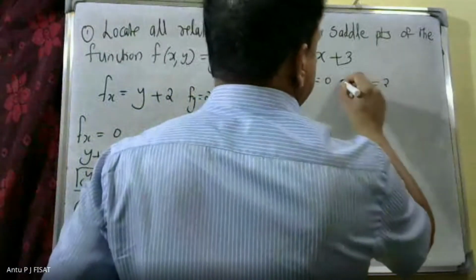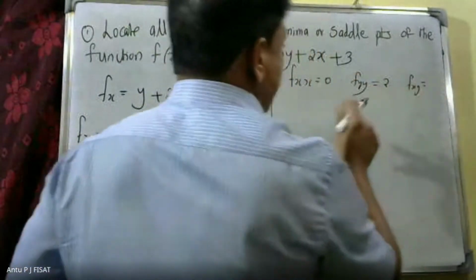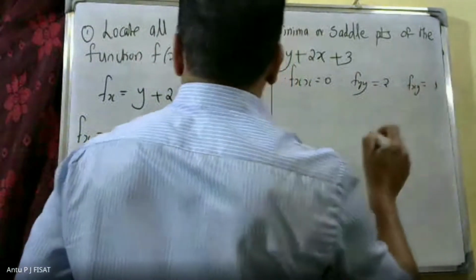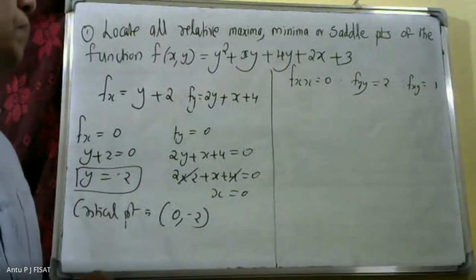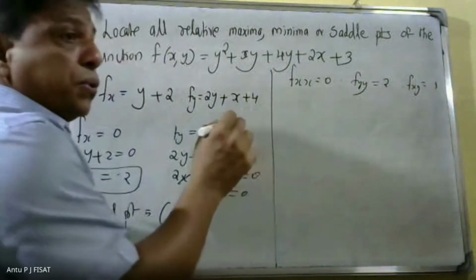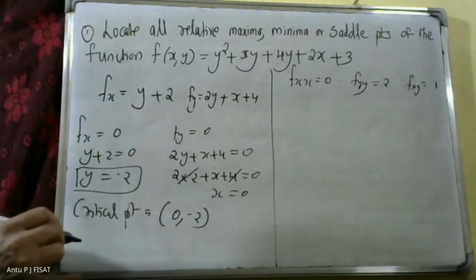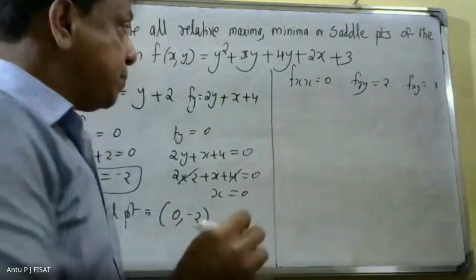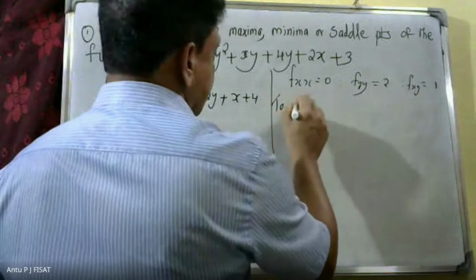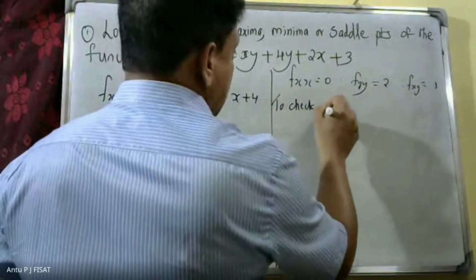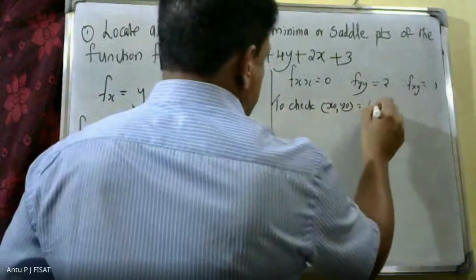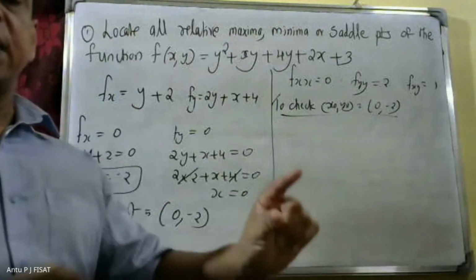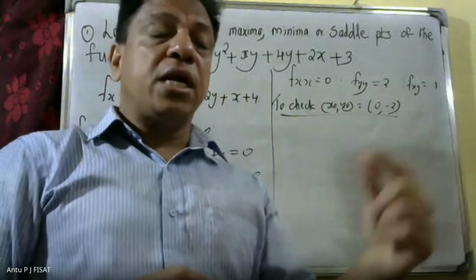fxy: we partially differentiate fx with respect to y, we get 1. fx നെ differentiate ചെയ്യുമ്പോൾ നമുക്ക് 1. Then you have to check whether the point (0, -2) is a local extremum, either maxima or minima or saddle point. To check whether (x0, y0), that is (0, -2), represents an extremum, maxima or minima or saddle point.